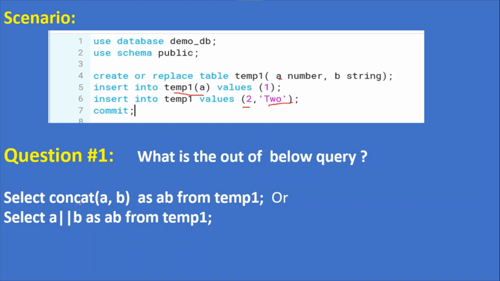Select concat(A, B) as AB from temp1, or select A || B as AB from temp1. This is the question. What would be the output for this one? We'll see what the output is.